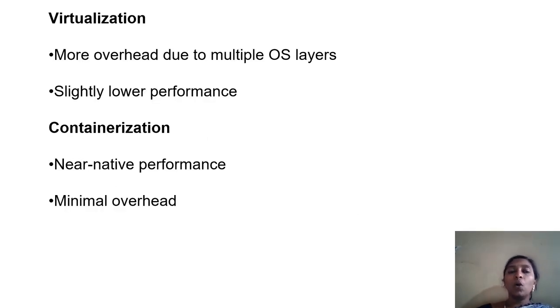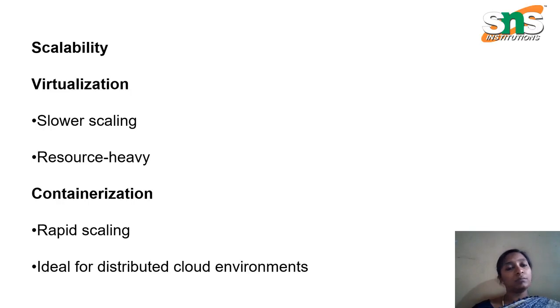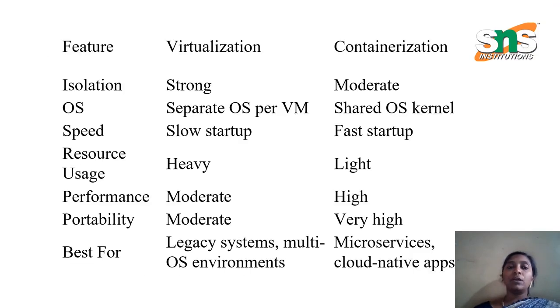Virtualization has more overhead due to the multiple OS layers. Since we are providing multiple OSes, performance is slightly slower. But containerization has near native performance with minimal overhead. Scalability. Virtualization has low scaling and heavy resource allocation. But containerization offers rapid scaling and is ideal for distributed cloud environments.